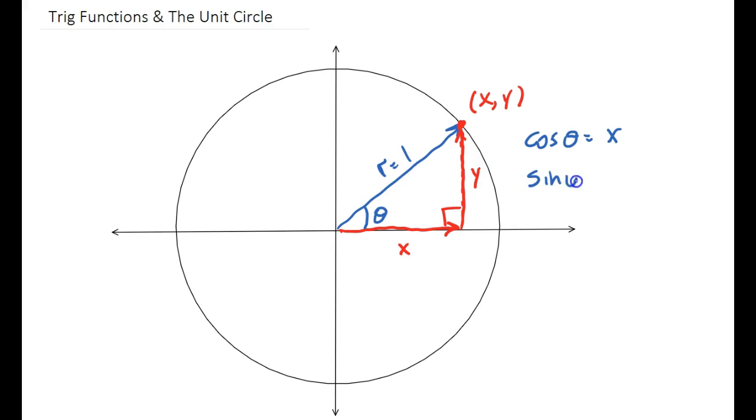And the sine of the angle theta is the opposite side over the hypotenuse, which is y over 1, which is y. And the tangent of the angle theta is the opposite side over the adjacent side, which is y over x. So if you know the coordinates of the point on your unit circle, you can get cosine, sine, and tangent by just looking at the x and y coordinates.